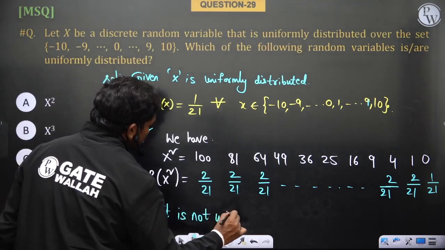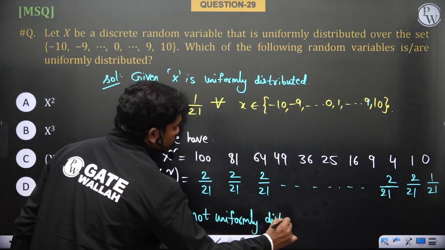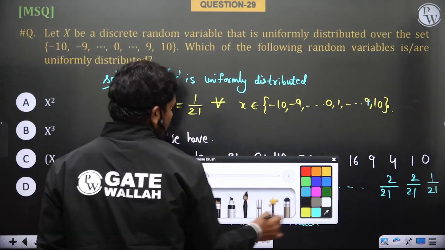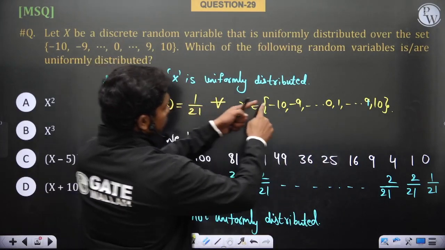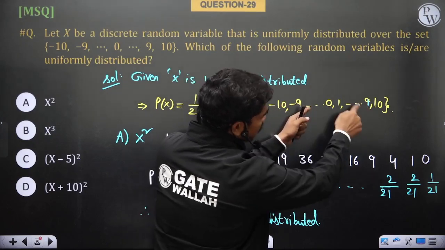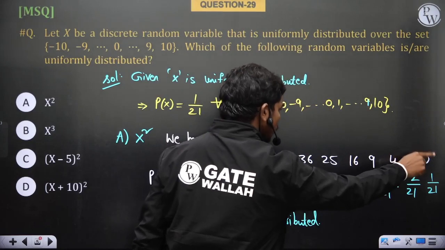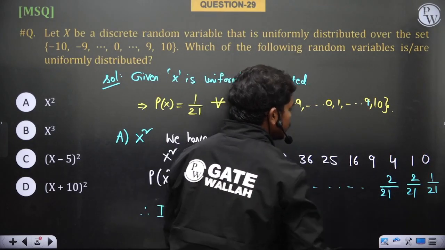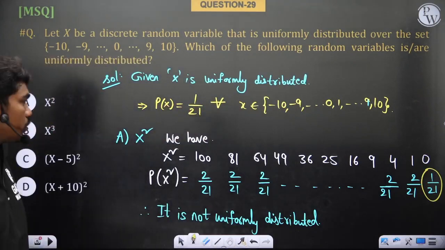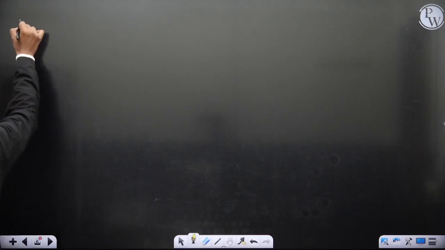It is not uniformly distributed. Why is it not uniformly distributed? Because -10 and 10 give the same value of x square. -9 and 9 give the same value of x square. -8 and 8. But coming to 0, x equal to 0 is the only value which gives it. So here this is not having 2 by 21. So ultimately it is not uniformly distributed. So this is not the case. Now let's go to B.